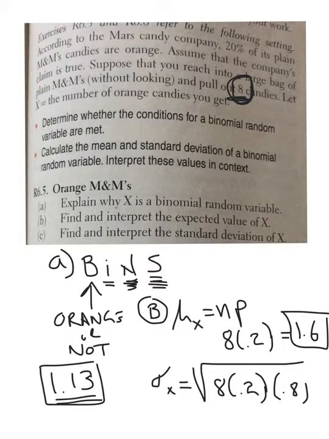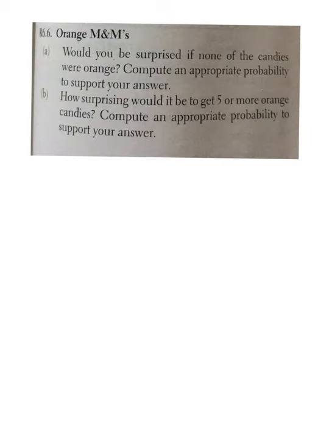Let's look at the next one. So the next one, here we go. Would you be surprised if none of the candies were orange? Compute an appropriate probability to support your answer. Okay, so let's see. We should write it like this, right? The probability that our random variable is going to be equal to 0, right? Well, we have 8 candies, and we actually get none that are orange.